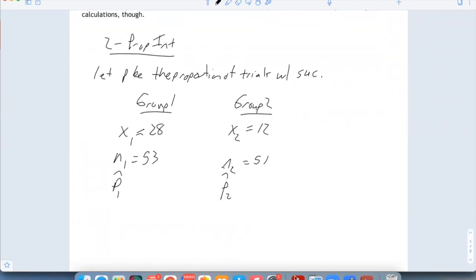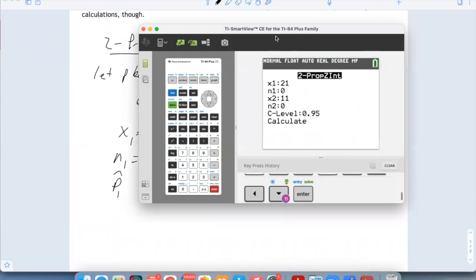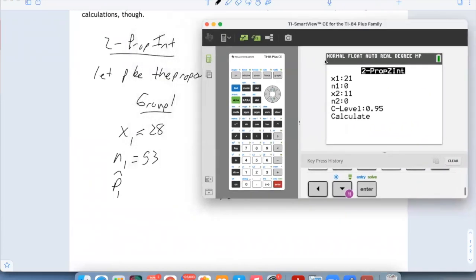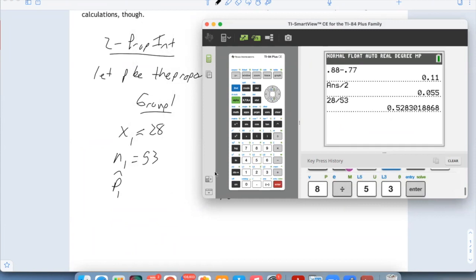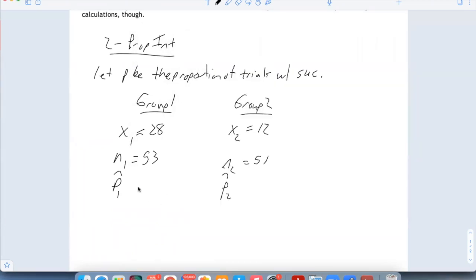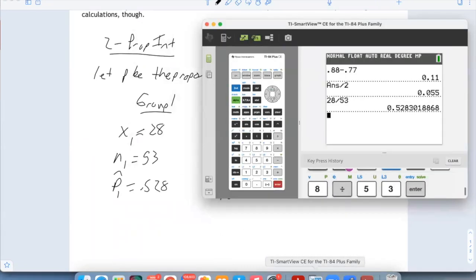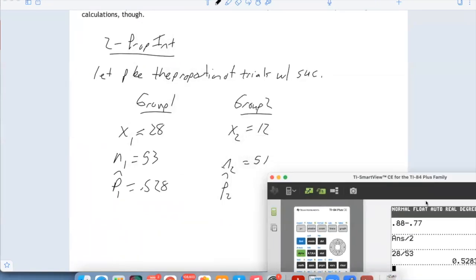And then the p hats are always X divided by N. So 28 out of 53, 0.528. And then the other one, was it 12 out of 51?